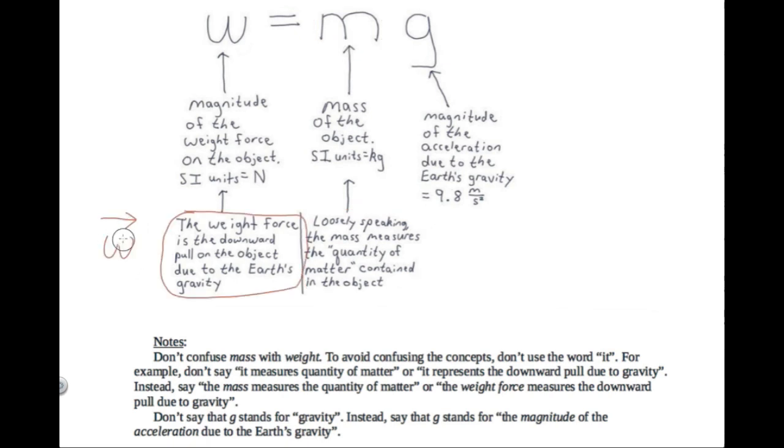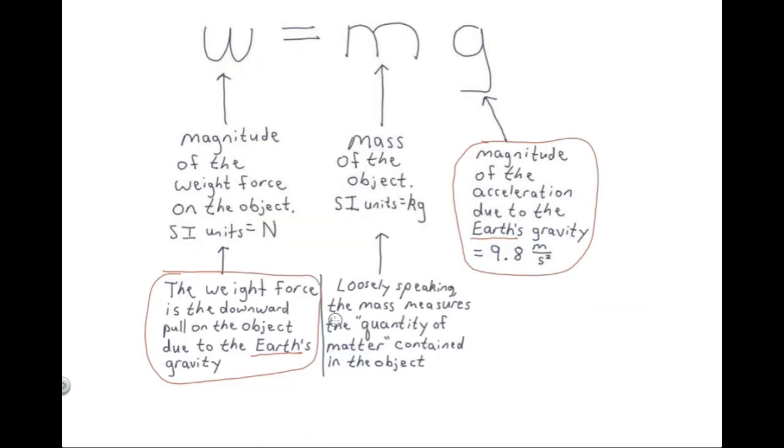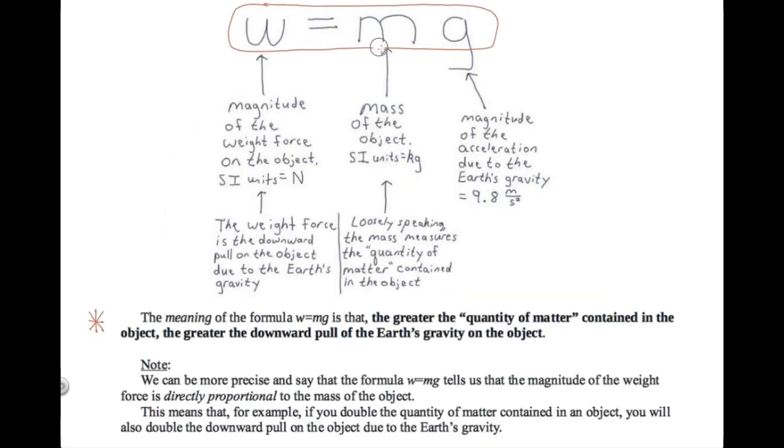The weight force on an object measures the downward pull on the object due to the Earth's gravity. By the way, this definition and this definition both apply to an object that is on or near the Earth. For example, on the Moon, the weight force would measure the downward pull on the object due to the Moon's gravity. The meaning of this formula is that the greater the quantity of matter contained in the object, the greater the downward pull of the Earth's gravity on the object.